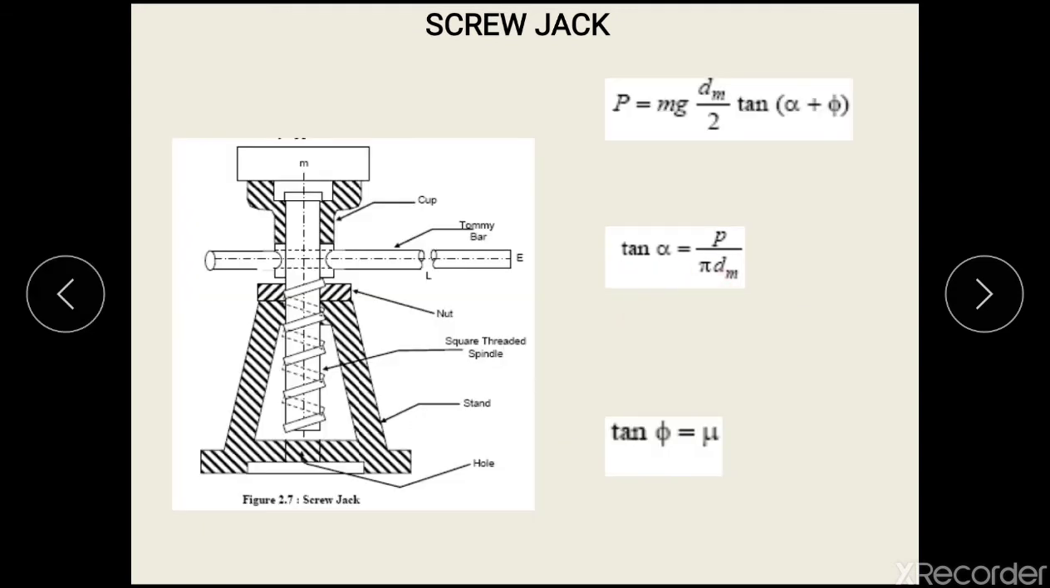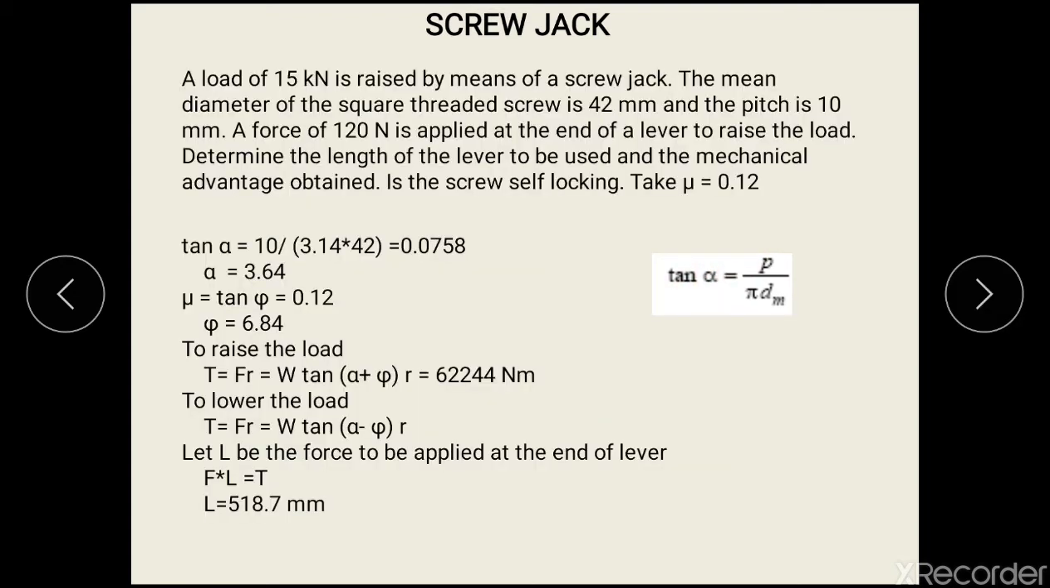So we can go for another two formulas. Tan alpha equals pitch by pi dm, tan phi equals mu. Pitch value, mean diameter of the screw, and coefficient of friction are given in the question. So we can easily find tan alpha and tan phi. From the tan alpha formula, by substituting all the values, we get alpha equal to 3.64 degrees. Then tan phi equals mu, so the phi value can also be found from the formula. Substitute the alpha and phi values in the main formula to find the torque required to raise the load.